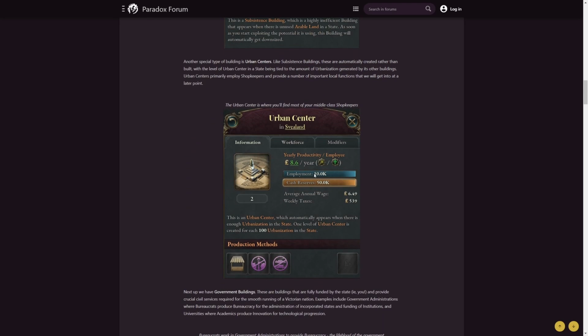So let's talk about another building that just pops out of nowhere, and that's the urban center. Urban centers upgrade based on how high your urbanization score is. That score increases with how developed you are, what technology you have, and obviously railroads and industrialization. That's what the level of urbanized buildings is dependent on. And yeah, this is another one of the buildings that just comes out of nowhere.